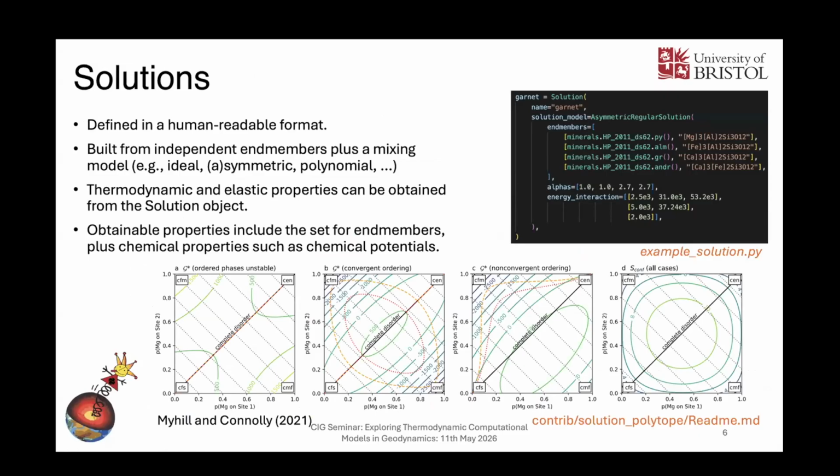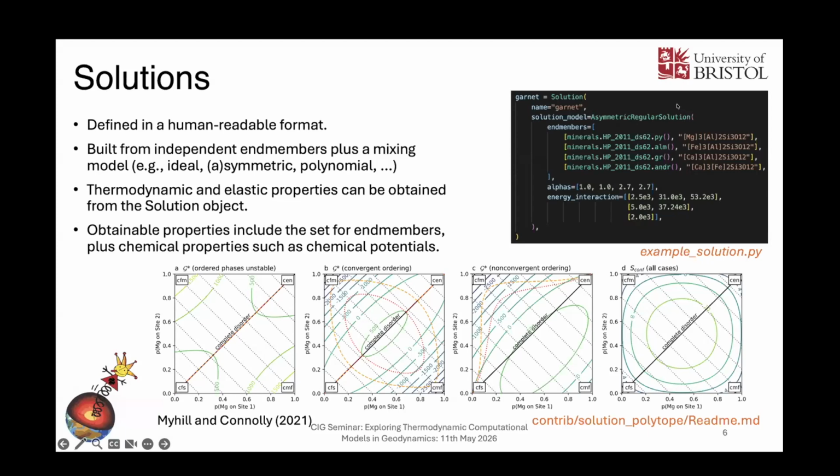And of course, you can do the same thing with solutions. And the nice thing about BurnMan is that solutions are defined in a very human readable format. So you don't have to go into some text file somewhere and translate all of the complicated expressions for entropy, for example. You can just, sorry, look at how the solution is declared. There is one parameter which is just called the name, which is just the name. You can choose whatever you like. And then the solution model argument, there are a bunch of different classes for different types of solutions.